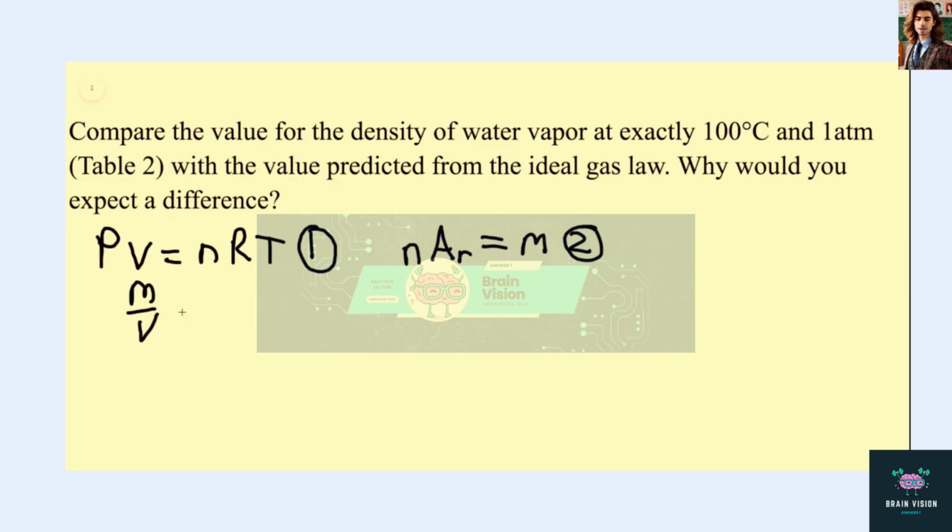Now, substituting equation 2 into equation 1 and making mass over volume the subject of the equation, we have mass over volume, which is equal to rho, or density. Substituting 2 into 1, so n equals mass over AR, we get pressure times the atomic weight divided by gas constant times the temperature. This is equation 3. We know that the pressure is given in the question.